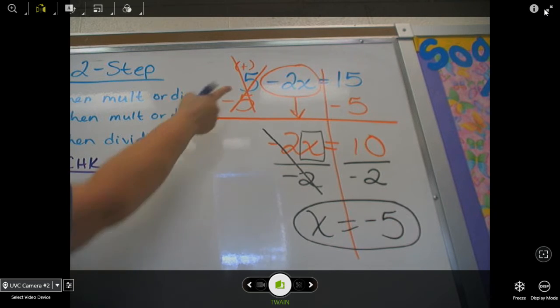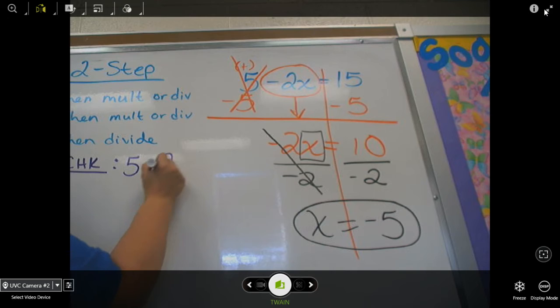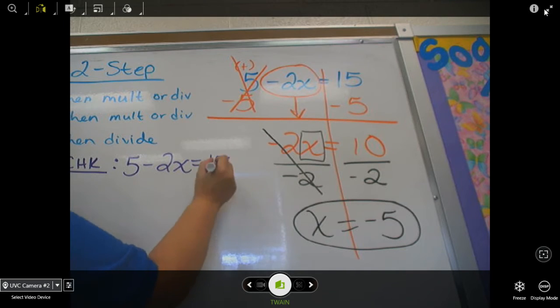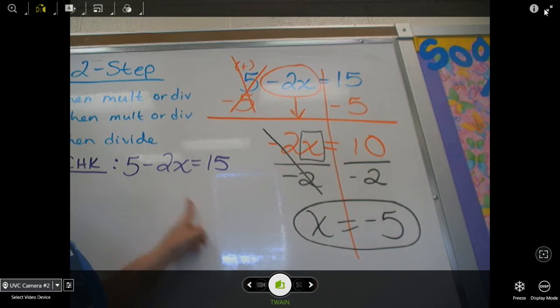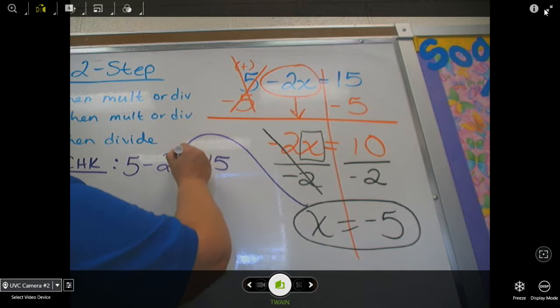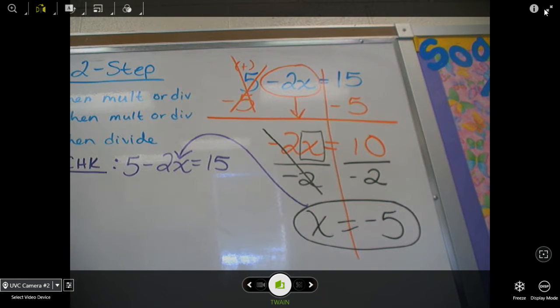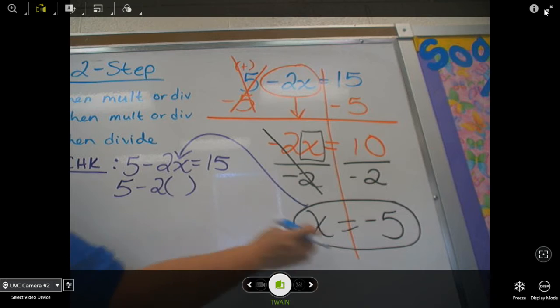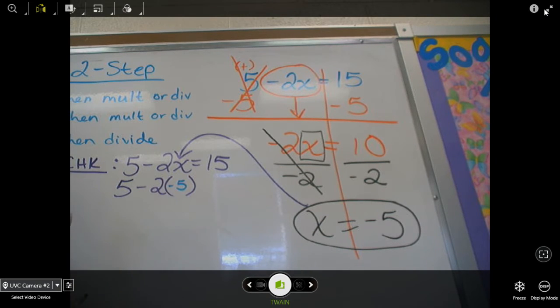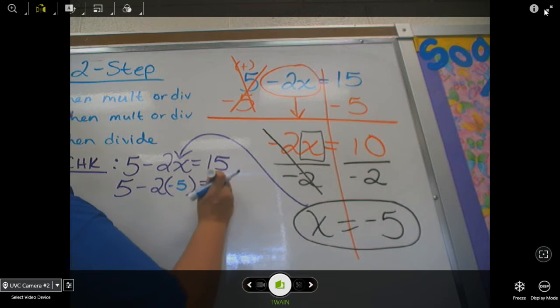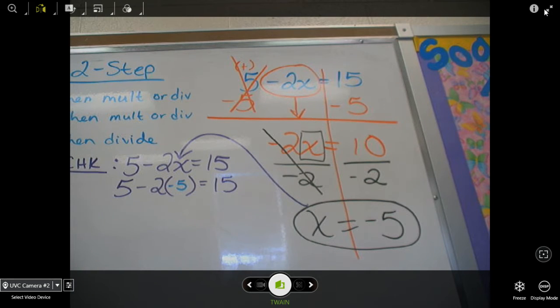What you're going to do is you're going to rewrite your original problem. So 5 minus 2x equals 15. Now what did we just find x to be? We just found x to be -5. So you're going to take whatever x is and you're going to plug it in right there. So I've got 5 minus 2 times, but instead of x, I now know what x is. X is -5. At least that's what I think, right? We're checking it. This is a way to see if you got the right answer or not.